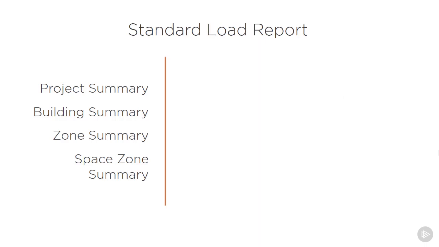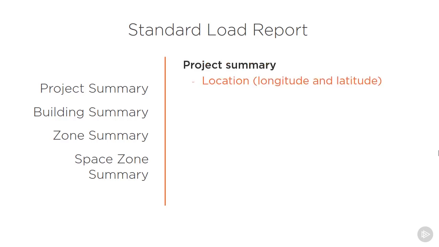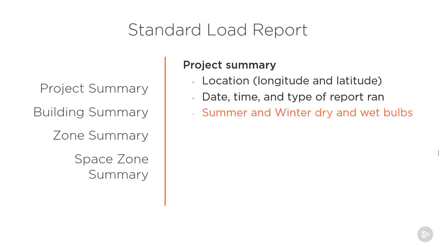Going into the standard load report, you still have the same 4 summaries, which is your project summary, your building summary, your zone summary, and your space zone summary. And the project summary for a standard load report is the same as the simple load report. It'll give you the location, longitudinally and latitudinally. It'll give you the date, time, and type of report that was run, and it will report the summer and winter dry and wet bulbs.